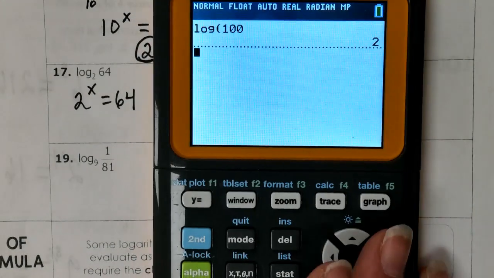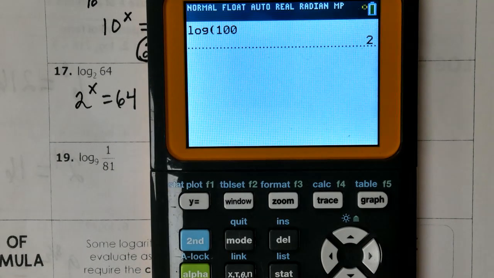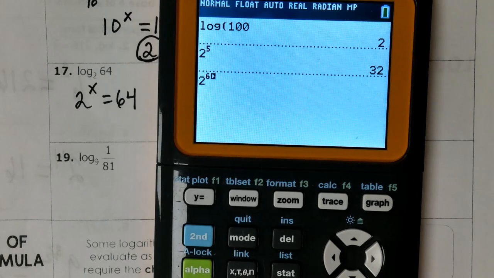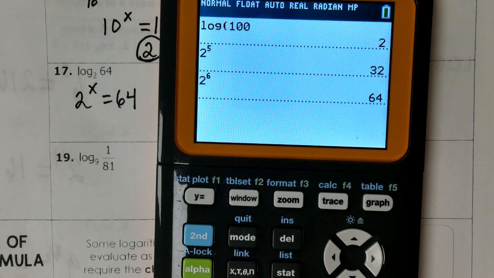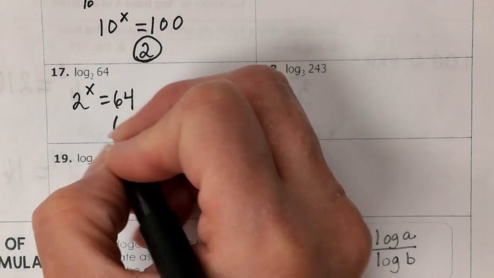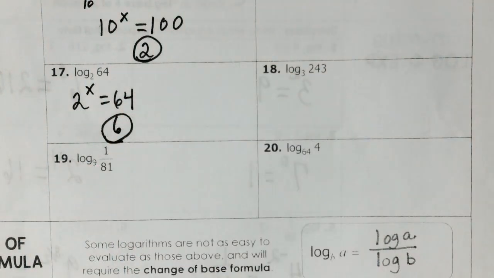Okay? So you may want to test it in your calculator and just plug in a few, and it is 6. Okay? So the answer to number 17 is 6. 2 to the 6th power is the answer 64. So 6 is the answer to that logarithm because the log is the exponent. We're looking for an exponent.